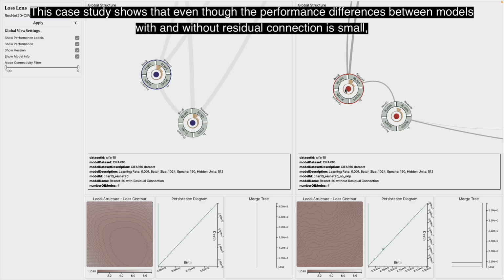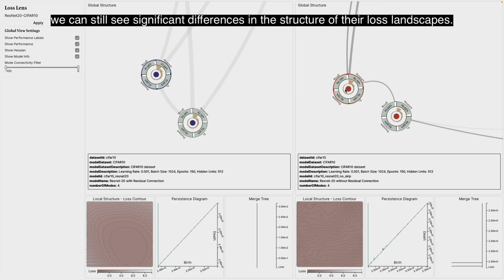This case study shows that even though the performance differences between models with and without residual connections is small, we can still see significant differences in the structure of their loss landscapes.